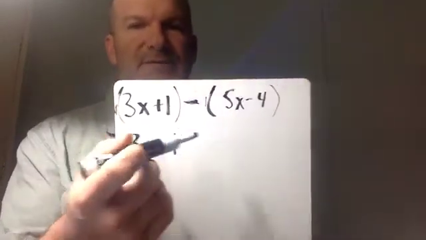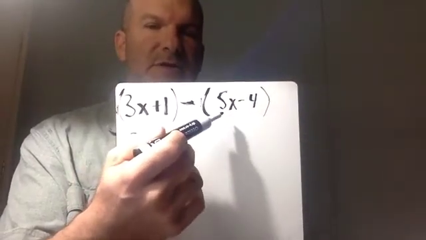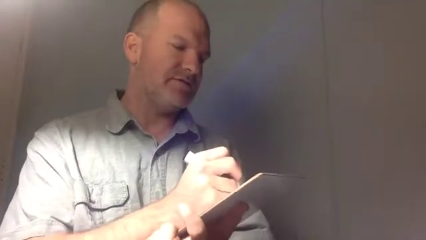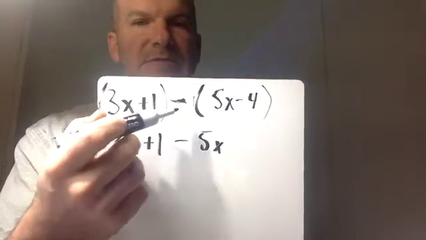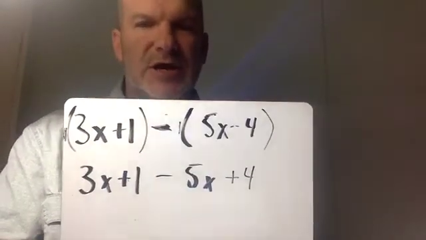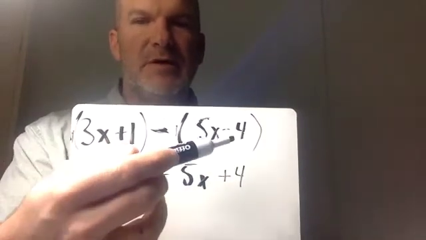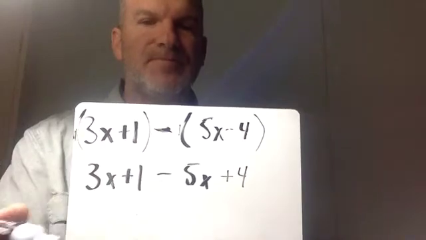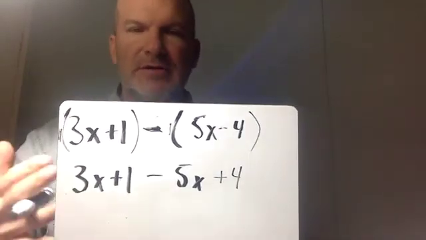So that positive 5x is going to become a negative 5x. Negative 1 times 5 is negative 5, so that becomes minus 5x. And negative 1 times negative 4, a negative times a negative, is a positive. That becomes a plus 4. Essentially, when you multiply by a negative, it changes the sign. So our positive 5x became a negative 5x, and our negative 4 became a positive 4. Now we're right back to where we were before. We distributed our number through to get rid of the parentheses.